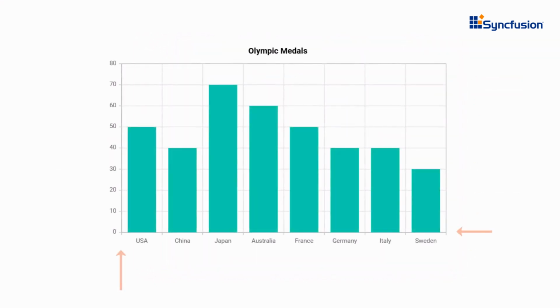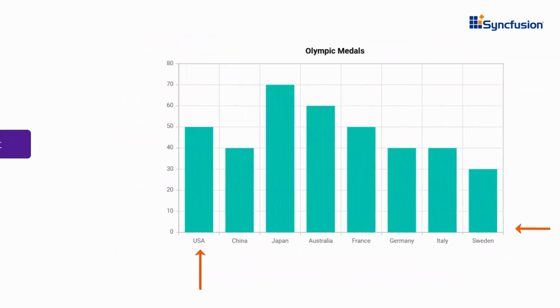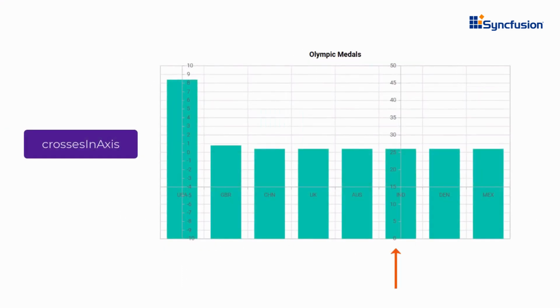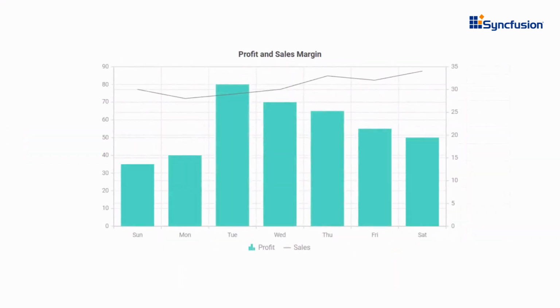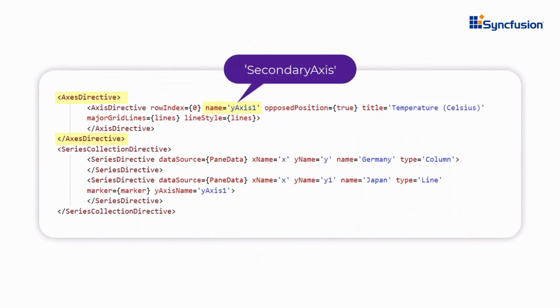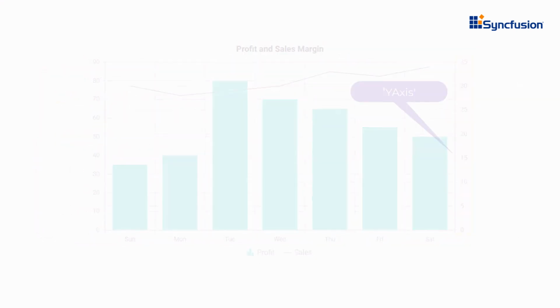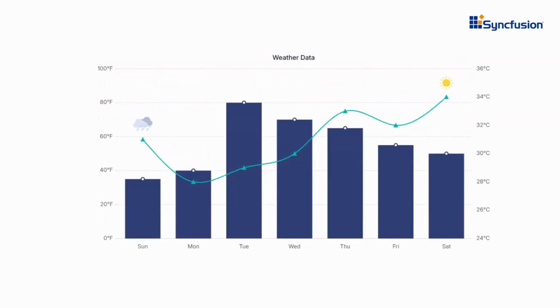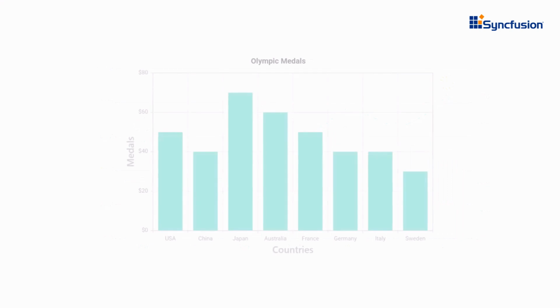You can even make your axes intersect at any specific value using crosses at, and control which axis it crosses using crosses in axis. If your chart compares two series with different scales, say profit in one and units sold in another, simply add a secondary axis in the axis directive collection and link it using y-axis name or x-axis name. These layout controls help your data stay visually balanced and intuitive.